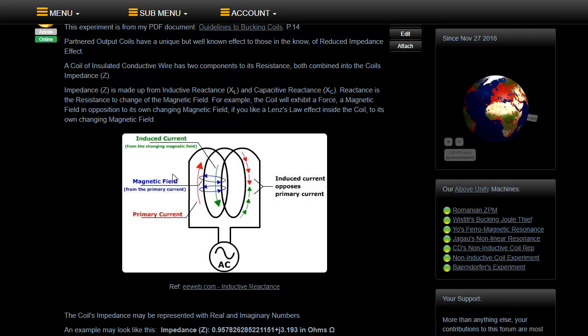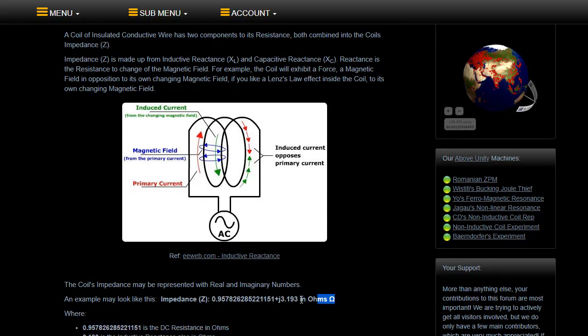Now what's going on here is that this back EMF, if you like, changes the resistance of the coils. This is typically called the AC resistance of the coils, which boils down to impedance Z, which we go down here a little bit.